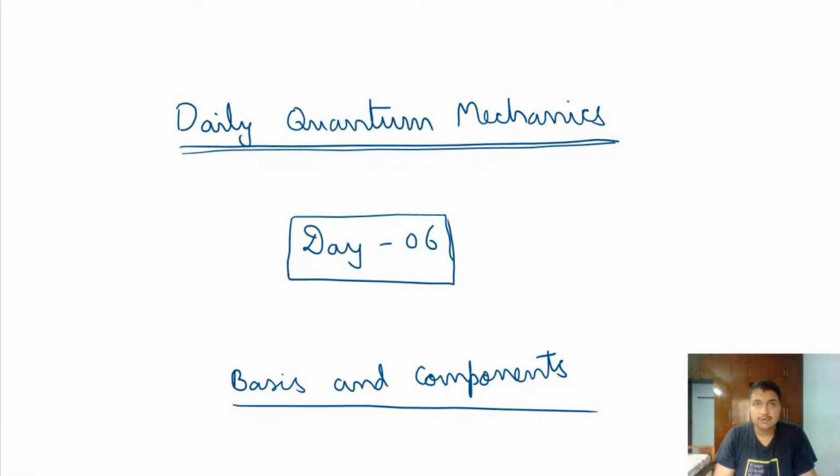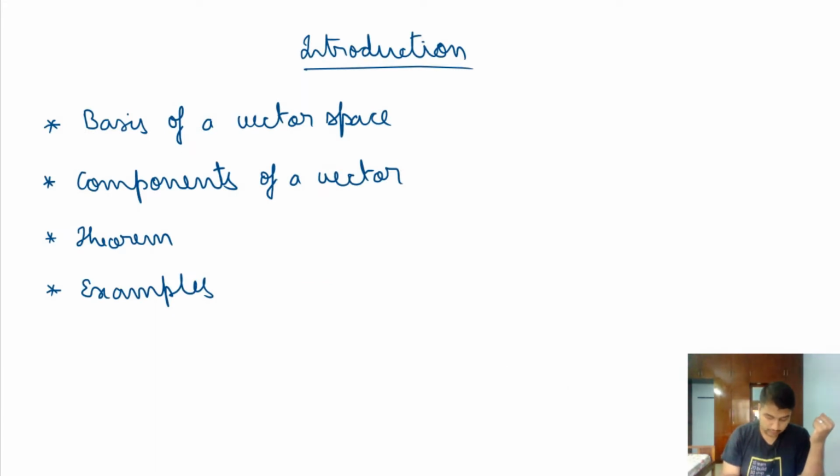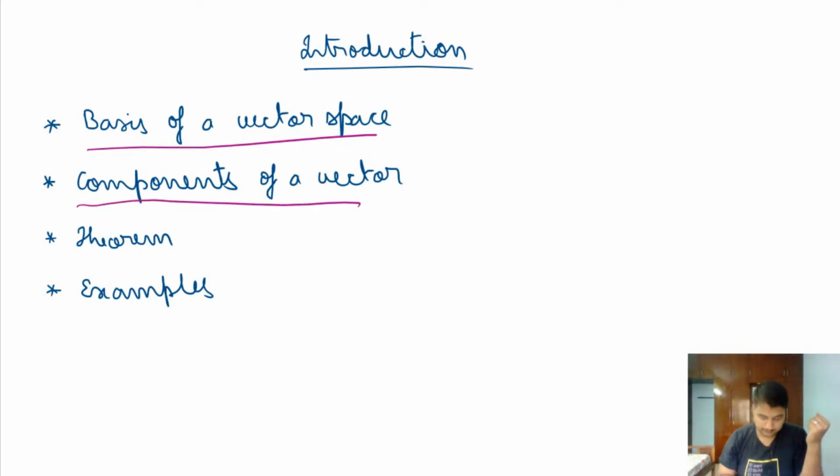This is day 6 of daily quantum mechanics and today we are going to learn what we mean by basis and components of a vector. So in this video, we are going to learn what we mean by basis of a vector space, what we mean by components of a vector, and we are going to see an important theorem and then we will see some examples.